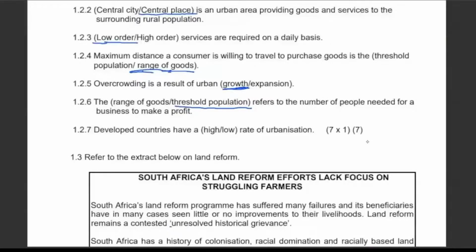Moving on to the next question, number 127. Developed countries have got a high or low rate of urbanization. Developed countries have got a low rate of urbanization. It is only in poor countries or developing countries where the rate of urbanization is very high. People move to urban areas in poor countries in the pretext of finding jobs and also because of poverty in rural areas, and also mainly because of lack of services, basic services in the rural areas. But in developed countries, it's very minimal. The trends are high in poor countries or developing countries.